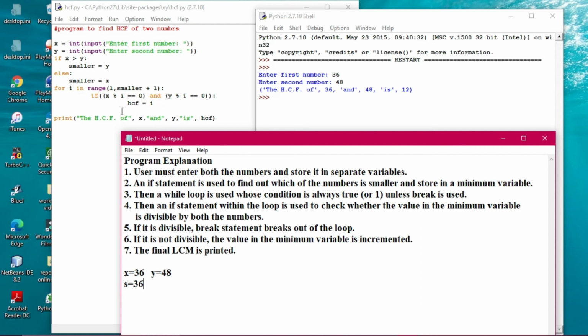Now it keeps on dividing. First it will divide with 1, then 2, then 3, then 4, then 5, then 6, then 7, like this. When the value of I reaches 12, it will divide both the numbers. Afterwards, no such combination is possible. That is why 12 will be printed as the HCF of the two numbers.